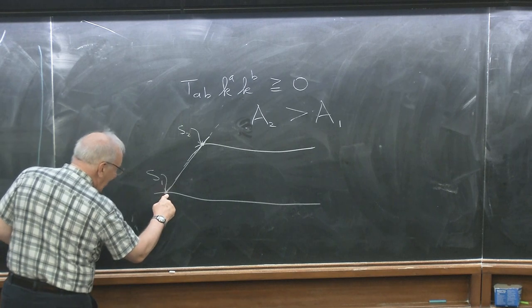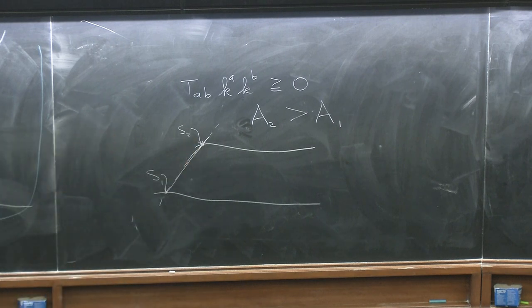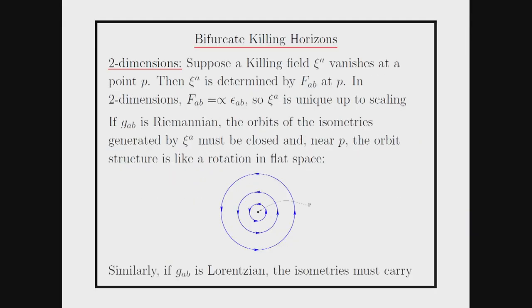There aren't any null geodesics that were down here that didn't make it up to here on the event horizon because of these basic properties of horizons that I discussed in the first 5 or 10 minutes of the talk. Okay, so that gives the area theorem, the surface area of the event horizon of a predictable black hole never decreases with time.